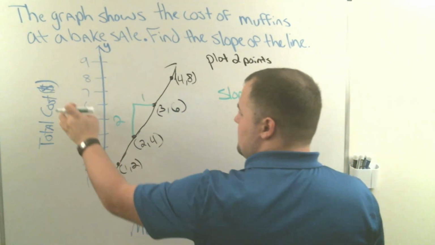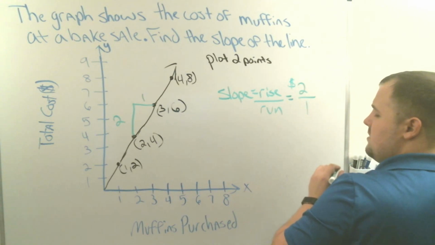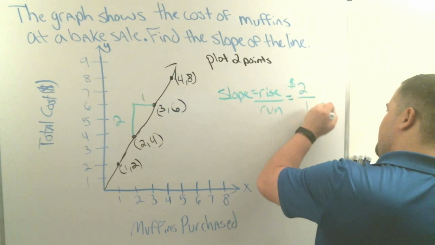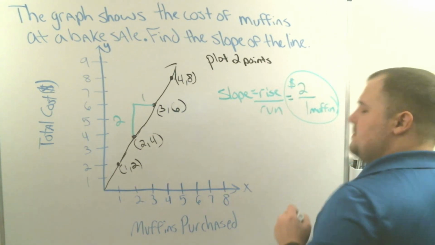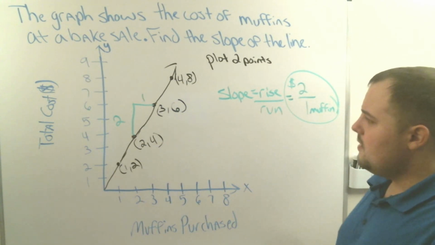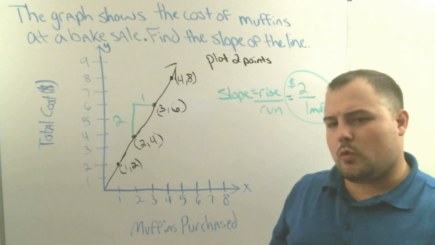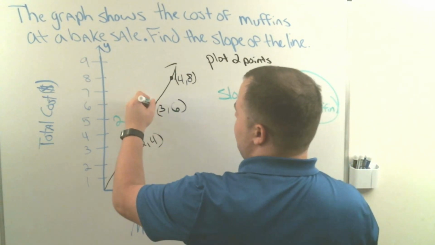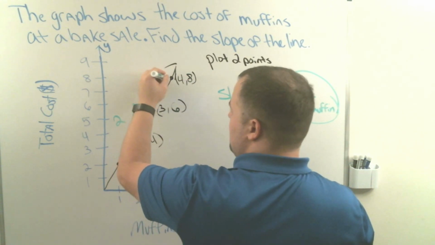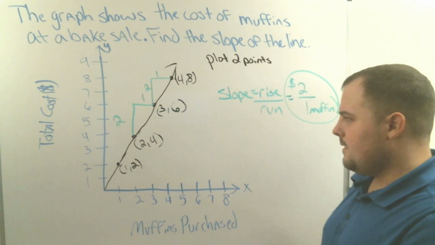Now if I look at this, it says that the total cost, which is money, so this is the cost, and down here it says muffins. So what this slope tells me is that it costs $2 for 1 muffin. What we did was we said, how much do I go up? How much do I go over? Now the cool thing about this is you can do this every time. If I went from this point to that point, I would go up 2 and over 1. And 2 over 1 is still $2 for 1.